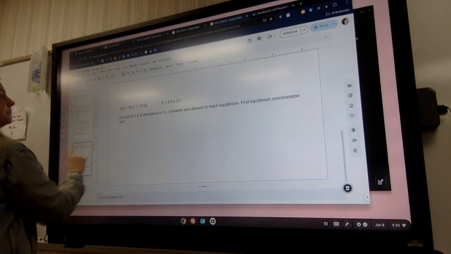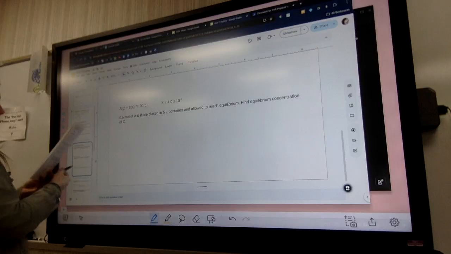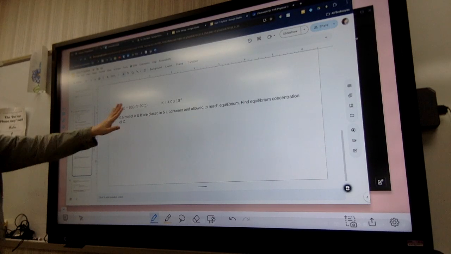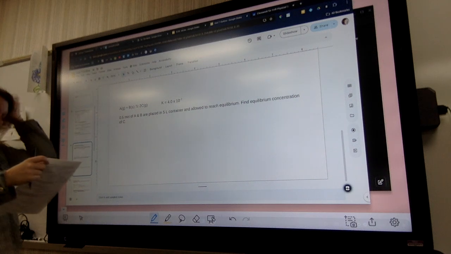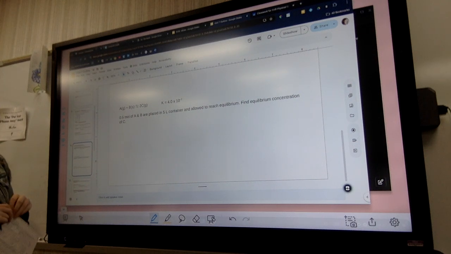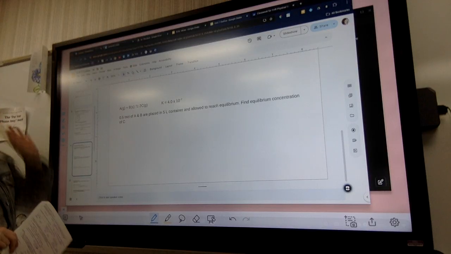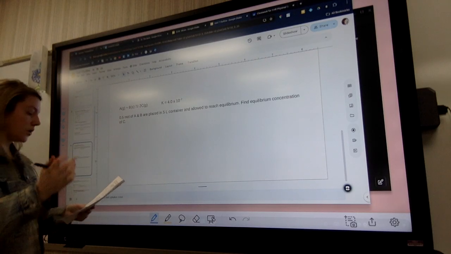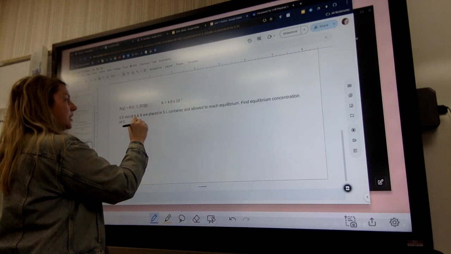Okay. Last one. So we have our reaction here. Okay, 0.5 moles of A and B are placed in a 5-liter container and allowed to reach equilibrium. Find the equilibrium concentration of C. So let's go ahead and rewrite this equation.